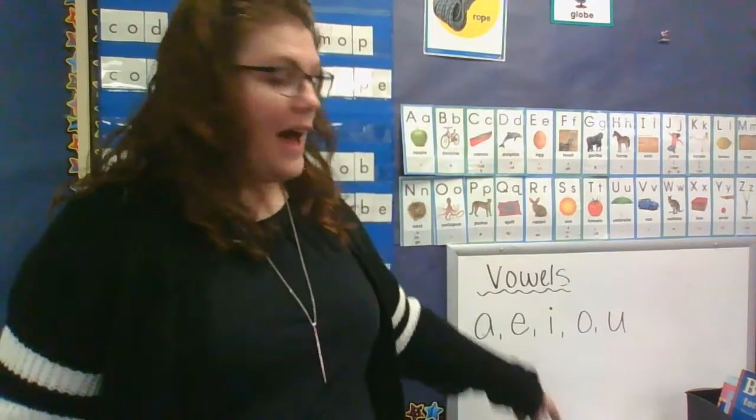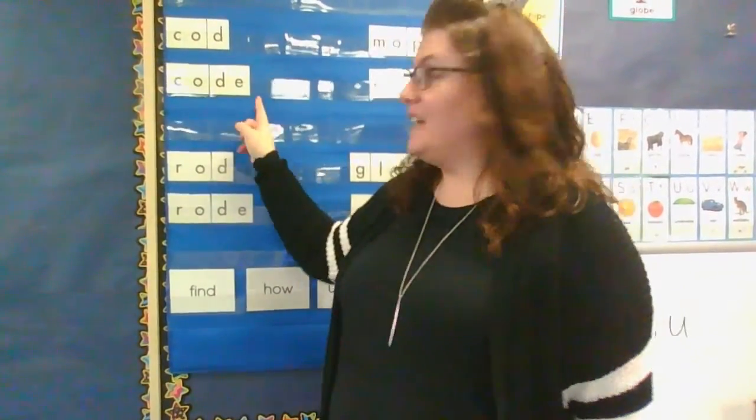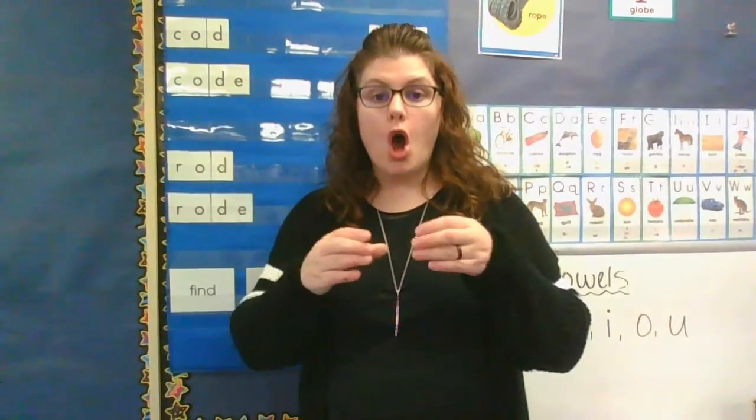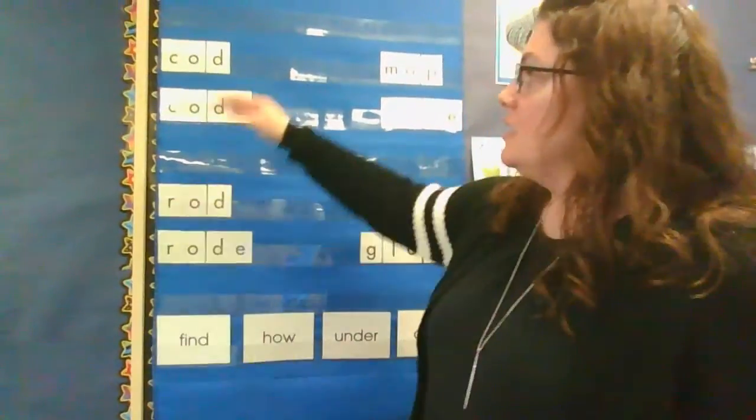So anytime we have a vowel in the middle of a word, and then we have that E at the very end, we know that E is telling us the vowel is making the long vowel sound. This week, we are working on those long O's. So let's practice. Here is a word.